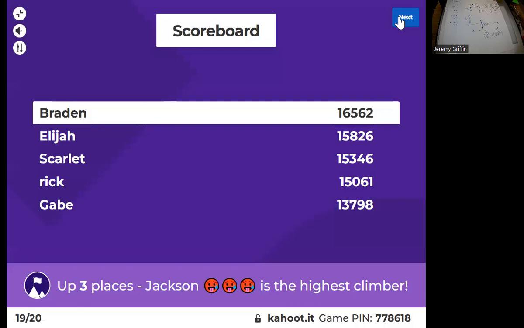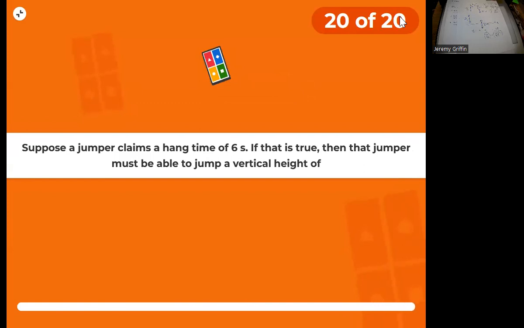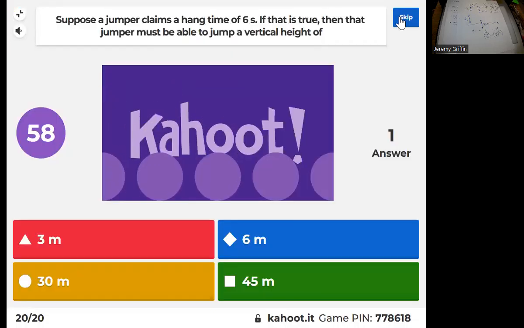And finally, last one for the win. Suppose the jumper claims a hang time of 6 seconds, which would be crazy. But if that was true, how high would he be able to jump? Okay, claims a hang time of 6 seconds. That's from the floor back to the floor. How many seconds up is that? 3. Isn't it 3 seconds up, 3 seconds down?